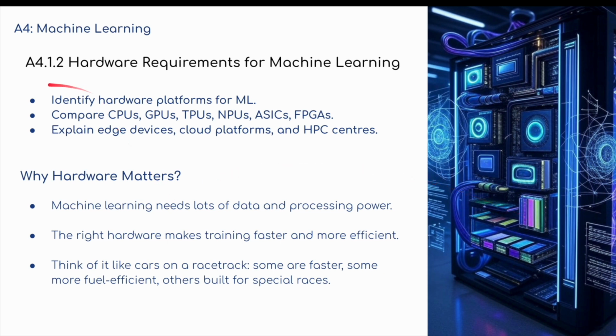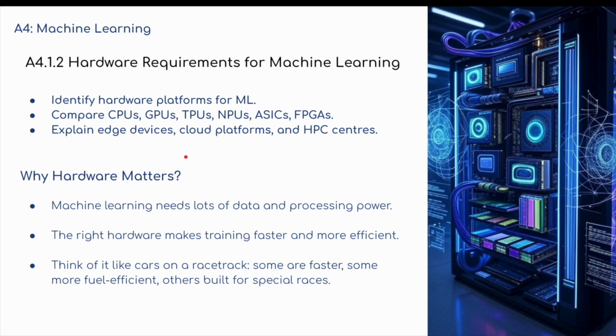We then move on to A4.1.2, hardware requirements for machine learning. In this brief topic, we're going to be identifying hardware platforms for machine learning. Again, compare the CPUs, GPUs, TPUs, MPUs, ASICs, and the FPGAs, as we mentioned before. Explain edge devices, cloud platforms, and HPC centers.